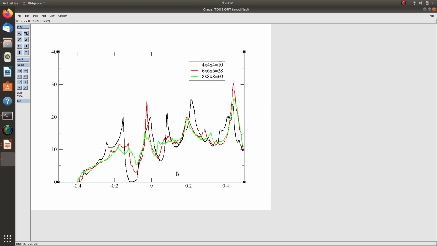Okay, so now you can see there is a difference between 28 and 60 k points, but the difference is relatively less, I believe. In this region the green and red curves are trying to match, but at higher points they deviate significantly, and you have sharp peaks in the red one but not in the green one.